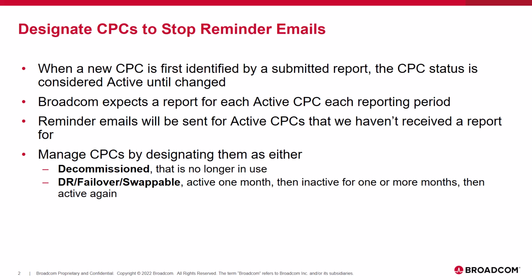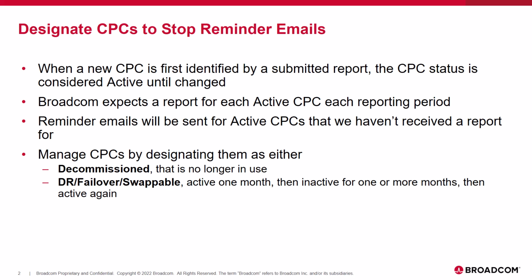When we first receive a report for a machine, we consider that machine active, and we identify the machine by its serial number. An active machine means that we expect a report each and every reporting period. If we don't receive a report within a certain amount of time, we will send you a reminder email.